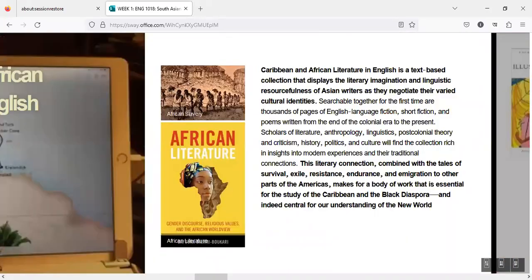So Caribbean and African literature in English is a text-based collection that displays the literary imagination and linguistic resourcefulness of Asian writers and will negotiate their varied cultural identities. This literary collection, combined with details of survival, exile, resistance, endurance, and immigration to other parts of the Americas and Europe, makes for a body of work that is essential for the study of the Caribbean and the Black diaspora.